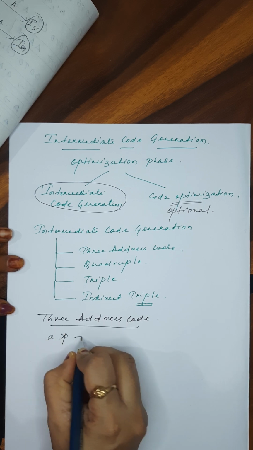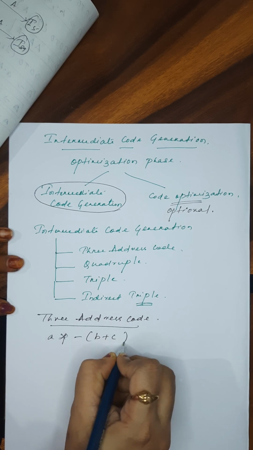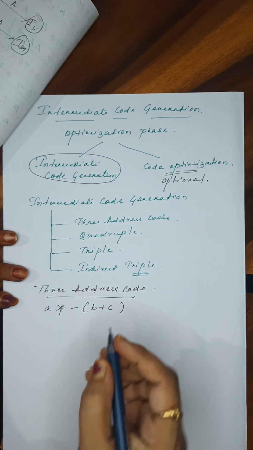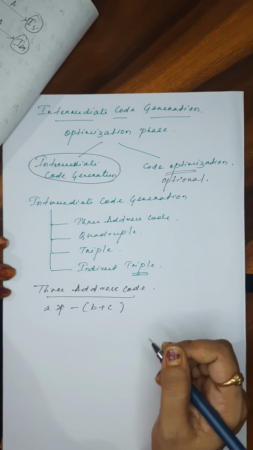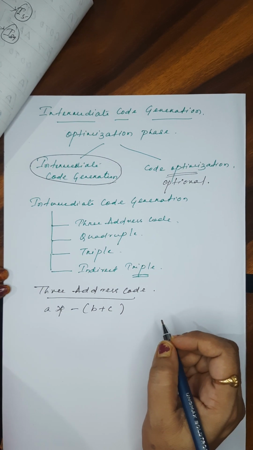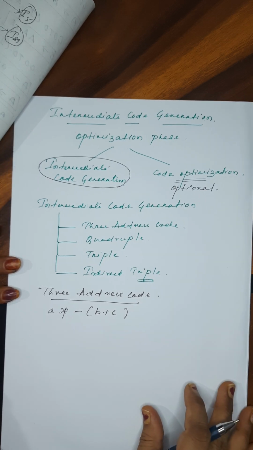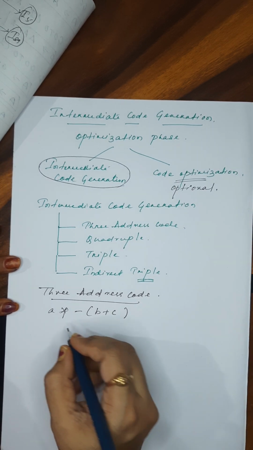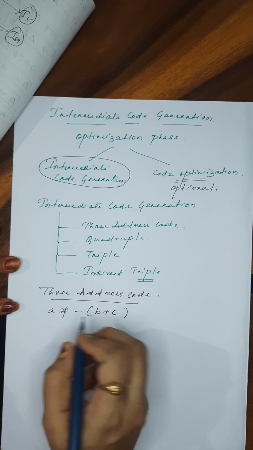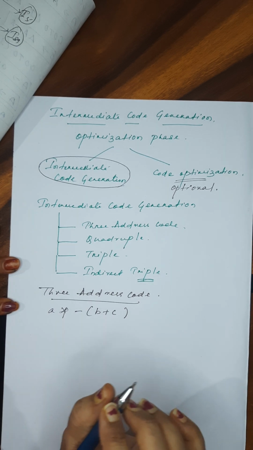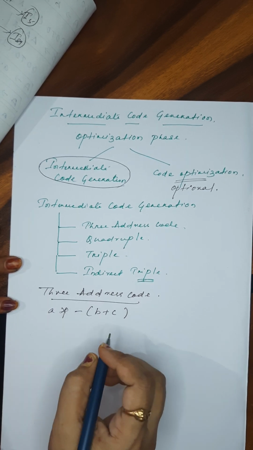A star minus B plus C. Okay. Now, the concept of temporary registers I have already explained in my previous videos. So, what is your temporary register? That means as and when required, we will take those registers and store the values, and when the work is done, we will release those registers.